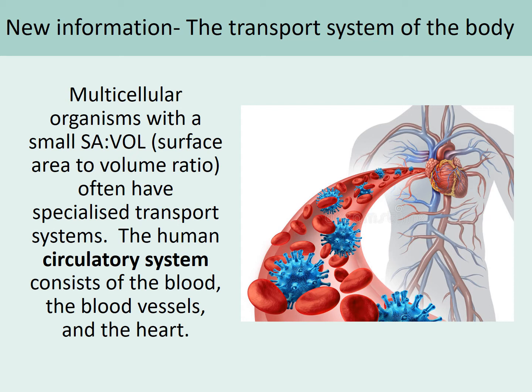Most of it just diffuses across the cell membrane. But the bigger you get, the smaller the surface area to volume ratio is. And that means we need a special system inside us that transports everything that we need for all of our cells around our body. And we call that system the circulatory system. And the circulatory system consists of the blood, which we're going to look at today, the blood vessels, which will be Thursday's lesson, and then we're going to move on to the heart, which we'll start looking at next week.